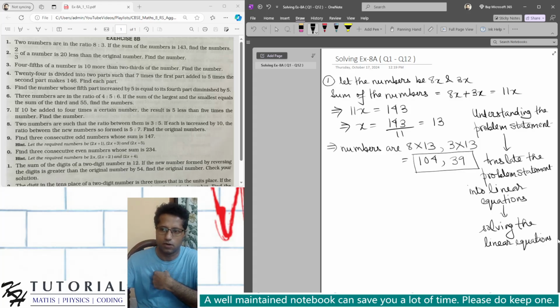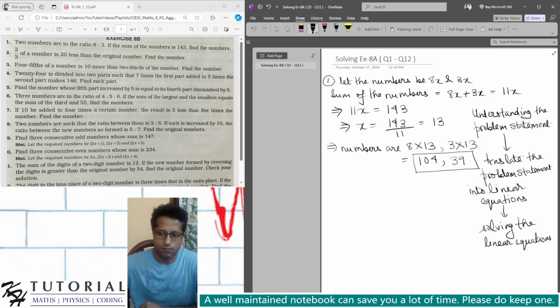First, you have to understand the problem statement. It is very, very important. If you have incorrectly understood the problem, quite obviously you will come up with an incorrect linear equation, and hence you will get incorrect answers. So from understanding the problem statement, you then translate it into a linear equation. It could be one equation or two equations depending on the problem, and then you finally solve those linear equations. These are the major three steps. So problem number 1 is done. The numbers are 104 and 39.